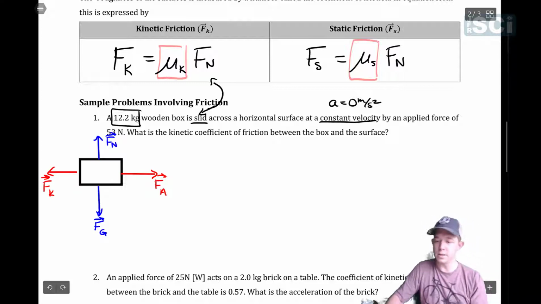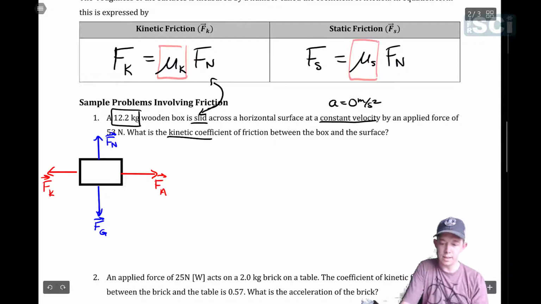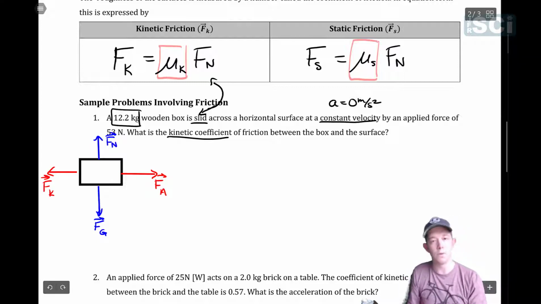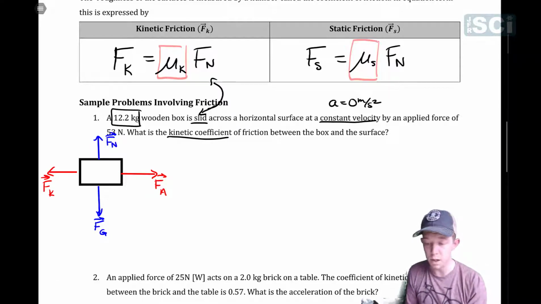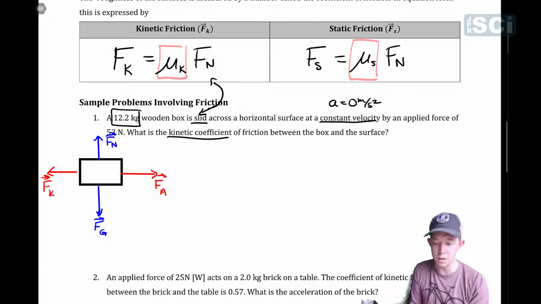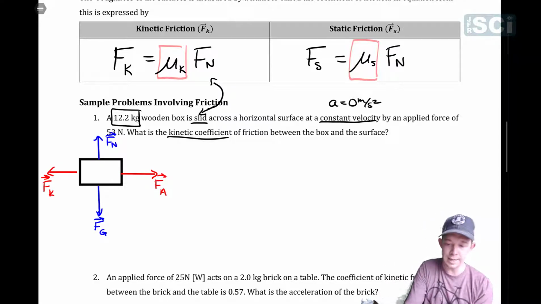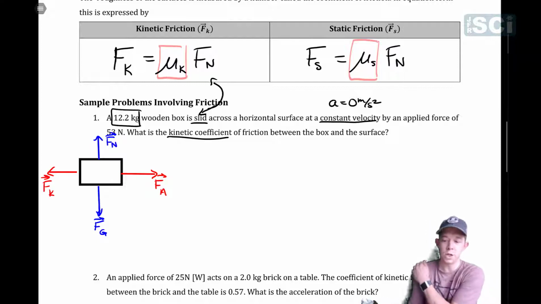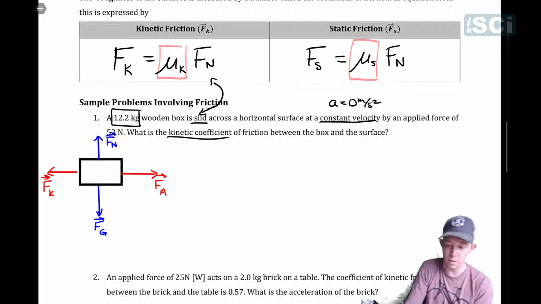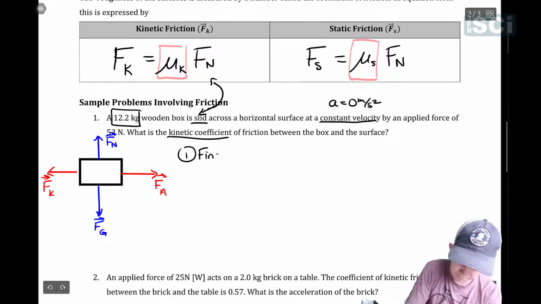Let's go ahead and determine the coefficient of friction for the motion between these surfaces, the wooden box and the horizontal surface. So for that, I need to find mu k. And if I look at my equation here, I need to determine both the normal force and the frictional force. Okay, so let's go ahead and determine the frictional force first. So I'm going to say find Fk.